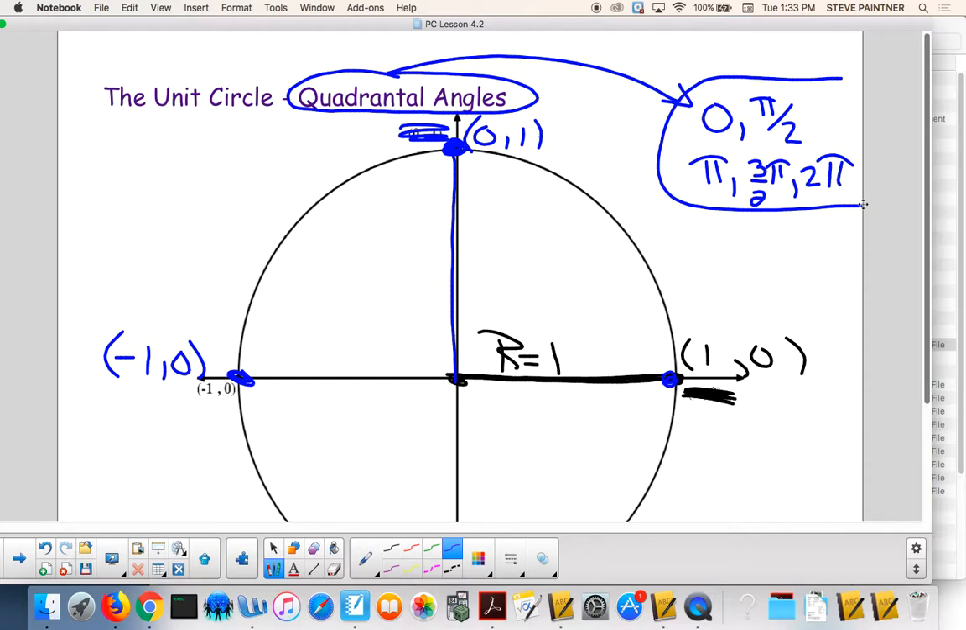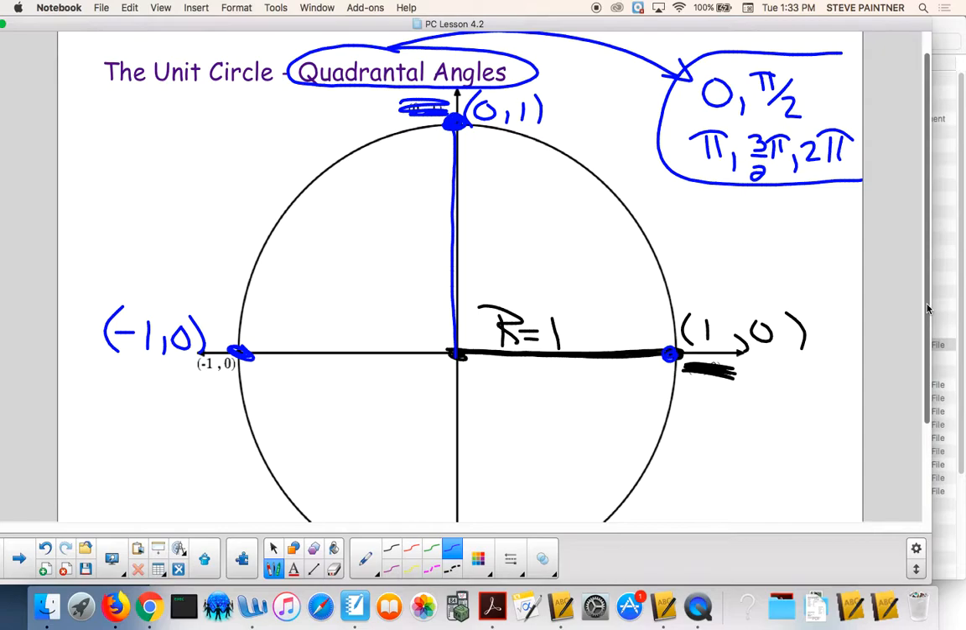Always use the unit circle. It is so easy. I'll show you in just a second. Just so you know, the other ones that will land on the circle are in degrees: 0 degrees, 90, 180, 270, and 360. Okay?